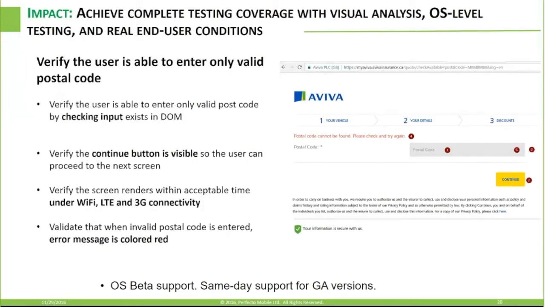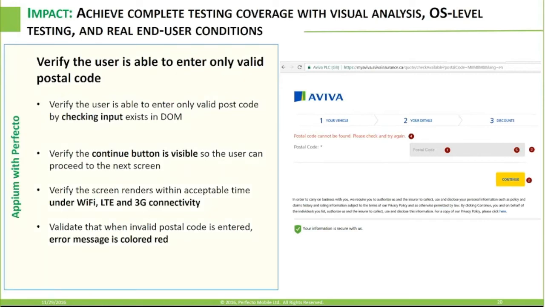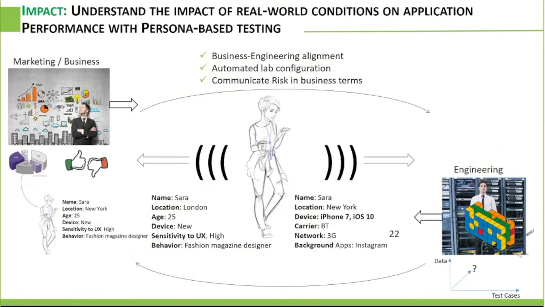So here's the example, right? With Perfecto, this particular use case that we've covered can be tested for all of these various conditions that are outlined here. So that leads to being able to achieve a much higher percentage of automation in terms of the full test case coverage. Another very important component, so I mentioned this sort of notion of persona-based testing.